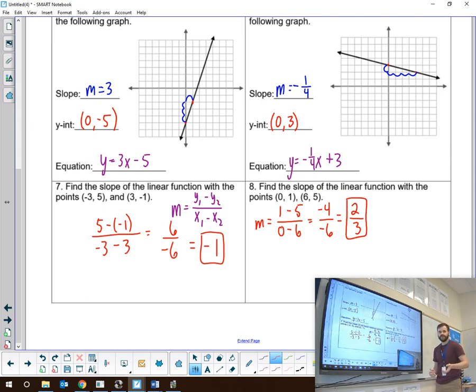All right, so just to recap, we've learned how to find slope. We've learned how to find slope and y-intercepts from a graph and write the equation, and we've learned how to graph from the equation. Please let me know if you have any questions on your homework assignment.